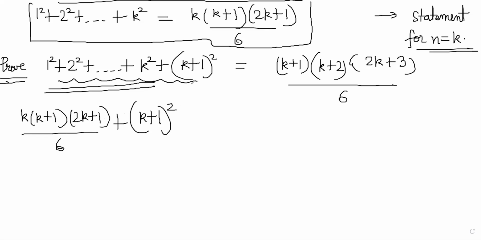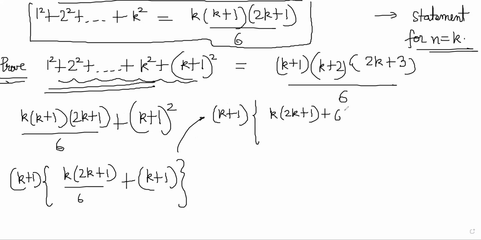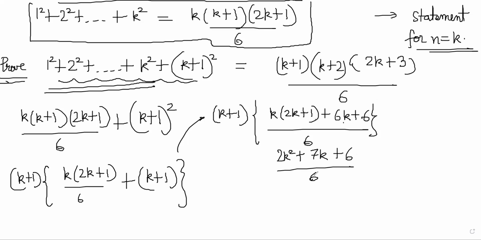We are checking the left hand side, right? So take k plus 1 common here, k plus 1 common from both the terms. So it becomes k into 2k plus 1 by 6 plus k plus 1. So that becomes k plus 1 common. This inside part becomes k into 2k plus 1 plus 6k plus 6 by 6, right? So this becomes 2k square plus k plus 6k, so plus 7k plus 6 by 6.